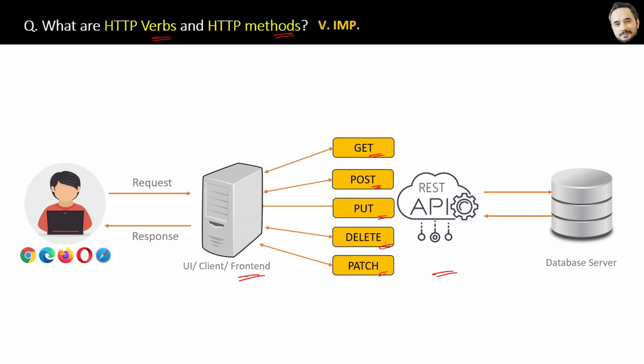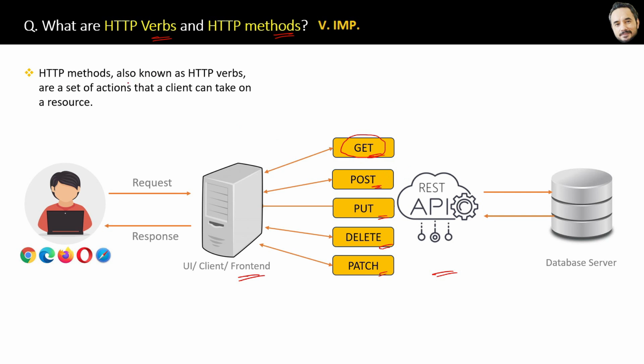Okay. So, for example, the request should get data from the API or post and submit data to the API. For that, we will use these HTTP methods. I am telling you in which scenarios. Okay, so by looking at these verbs' names, you can easily identify their purpose also, right? And here is a very simple definition of HTTP methods. HTTP methods, also known as HTTP verbs, are a set of actions that a client can take on a resource. In the upcoming question, I will show you the role of these HTTP methods with an example also.